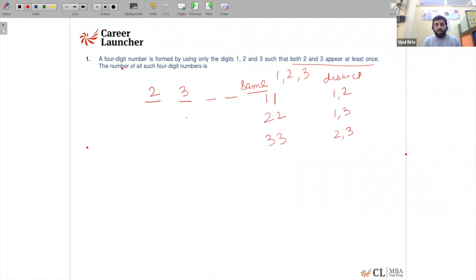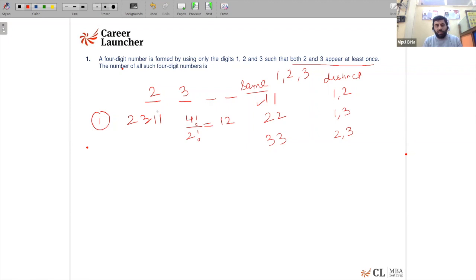I know these 2 are fixed. The first case is 2, 3 and then 2 ones. These are the 4 numbers we have picked. For the total number of arrangements, out of 4, 2 are alike. So it will be 4 factorial upon 2 factorial, because 2 ones are the same, which comes out to be 12.